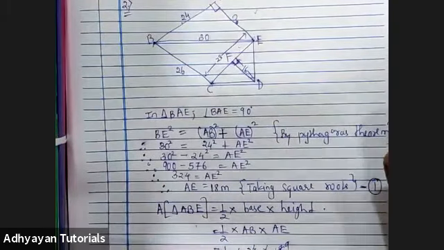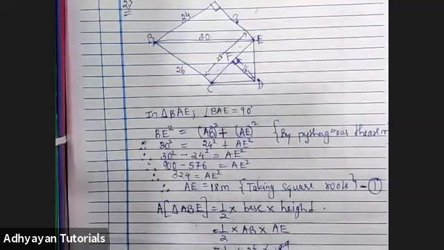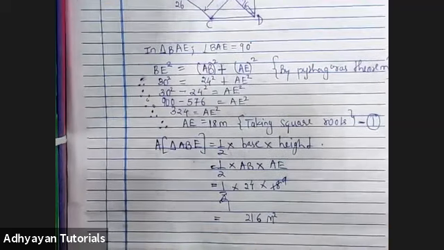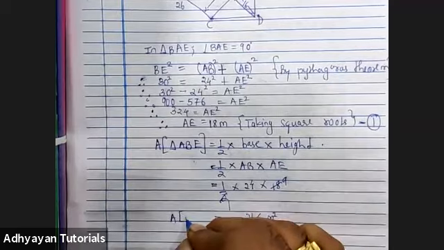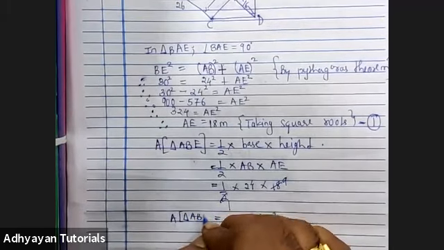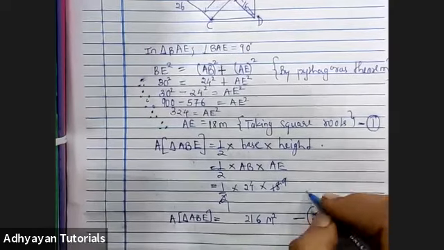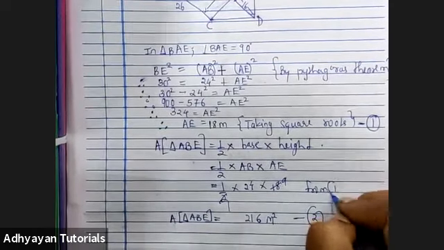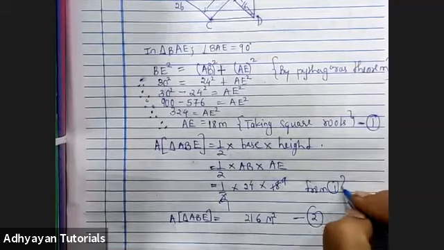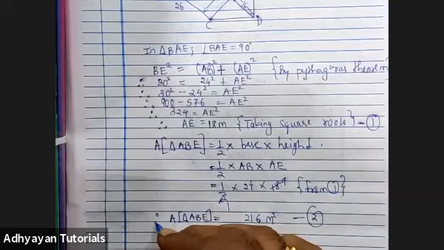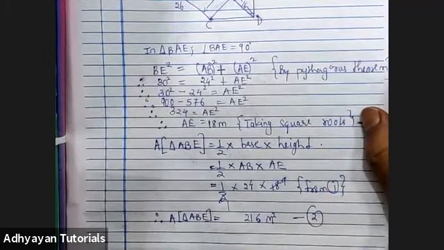Yeah, that's correct. 216, right? So that's the area of triangle ABE. I mark it as equation number 2, and I'll put the reason as from 1. I hope that is clear.